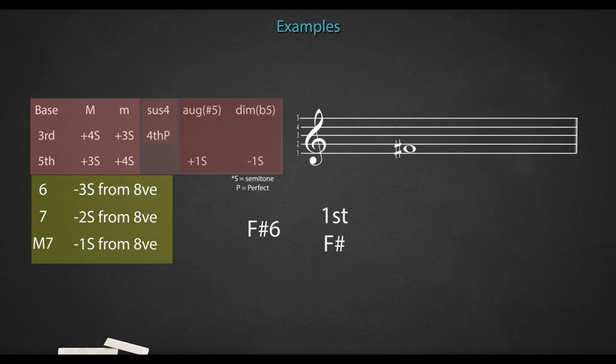F sharp 6. The first is F sharp, the third plus 4 semitones A sharp, the fifth plus 3 semitones C sharp, and sixth minus 3 semitones from the octave is D sharp. Let's hear it.